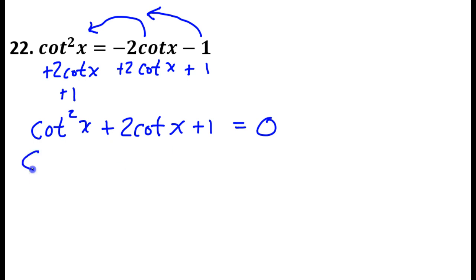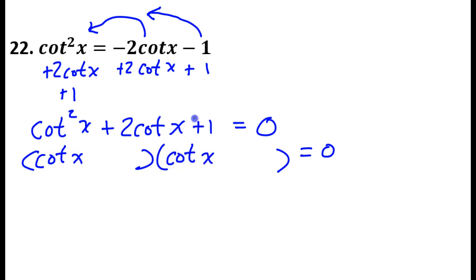Now it's time to factor. Cotangent squared can be factored as cotangent times cotangent. All right, now I skip over to the end. 1 can only factor as 1 times 1.